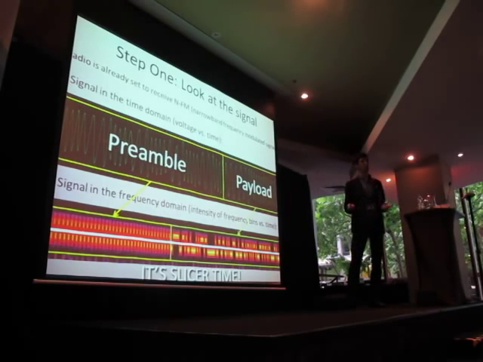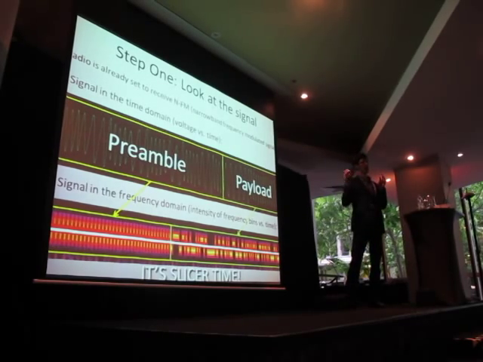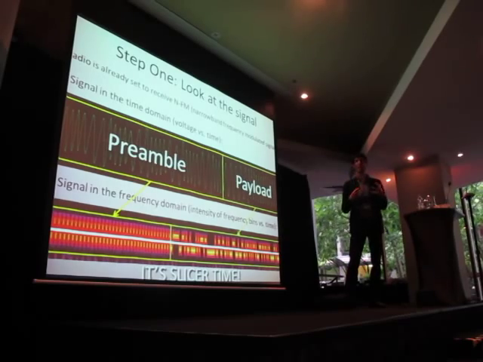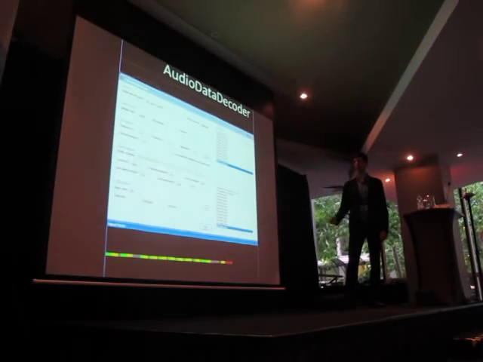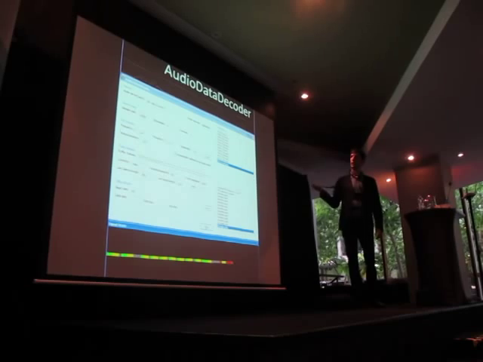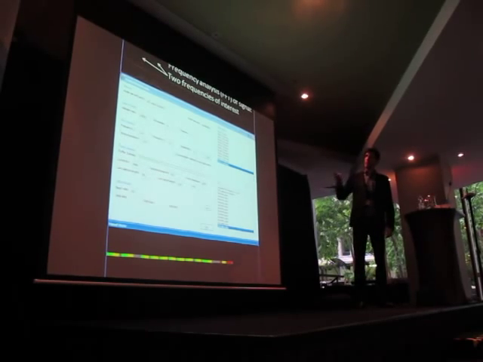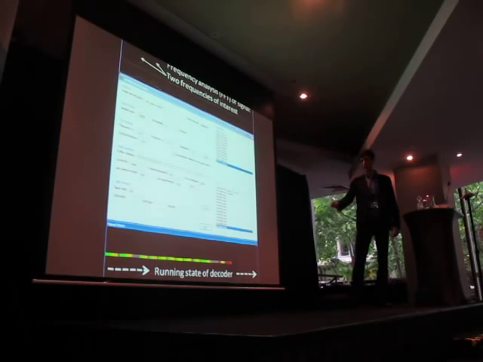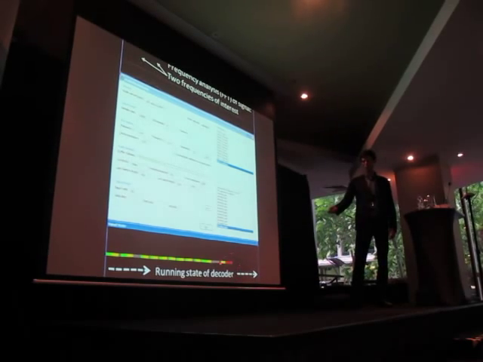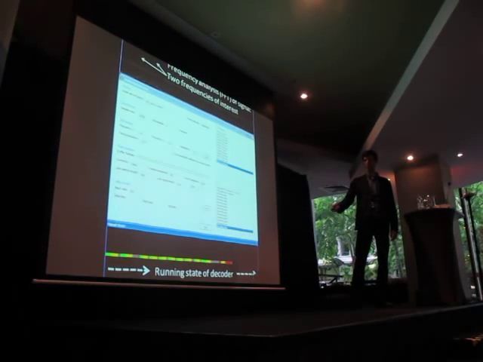Preamble's very important in radio frequency because it means that the receiver has time to train itself to lock onto the signal, and then you get the stuff. So this is the decoder I wrote. It locks onto the two frequencies that it can hear, and then you get a little running graph. This is when it was training, and this is the payload and the data that follows that.